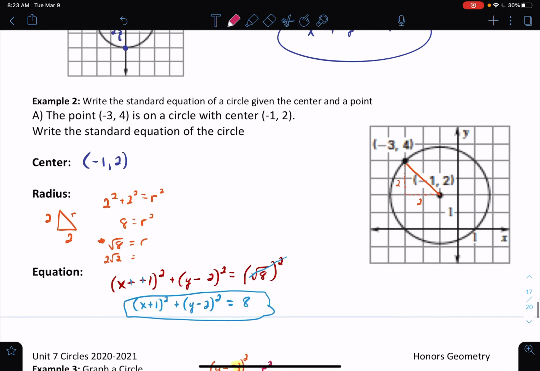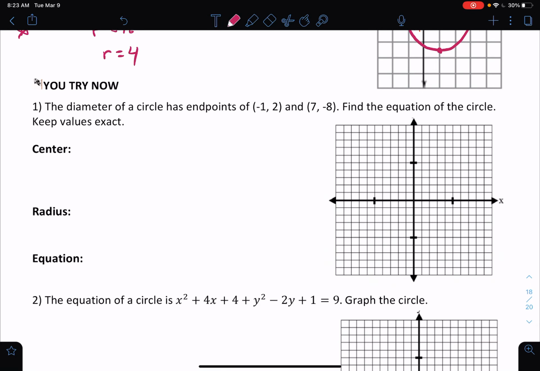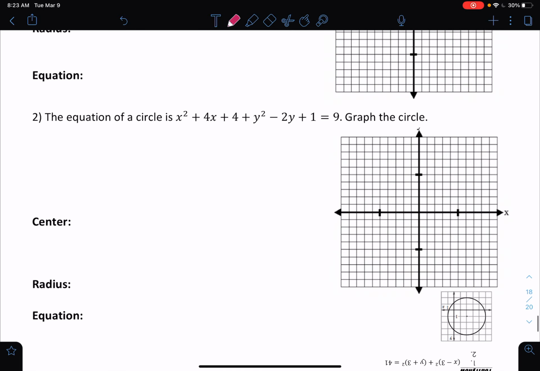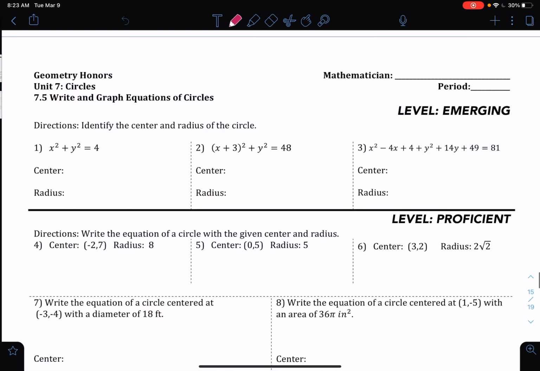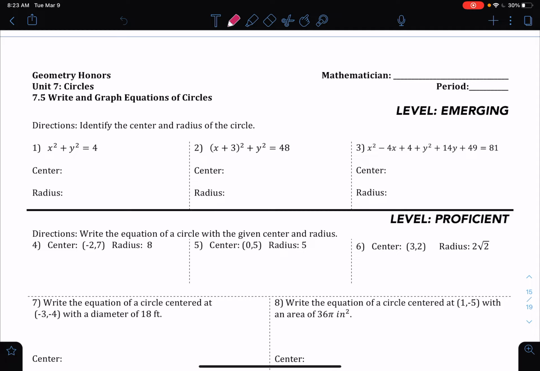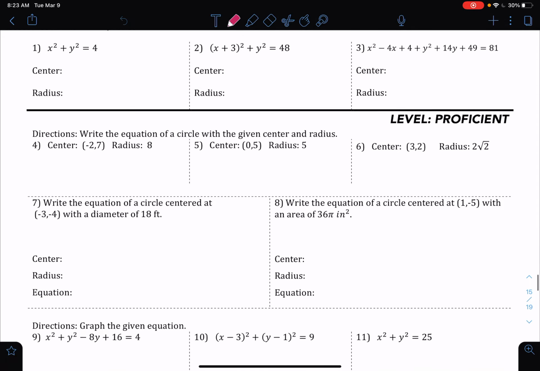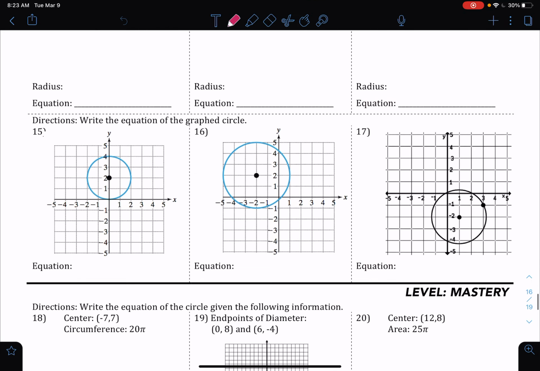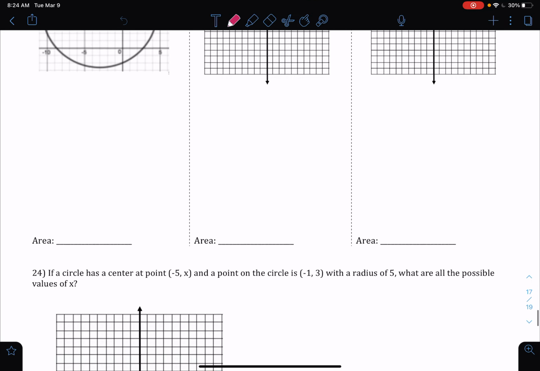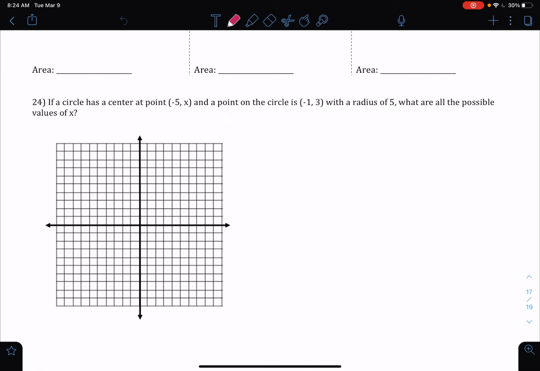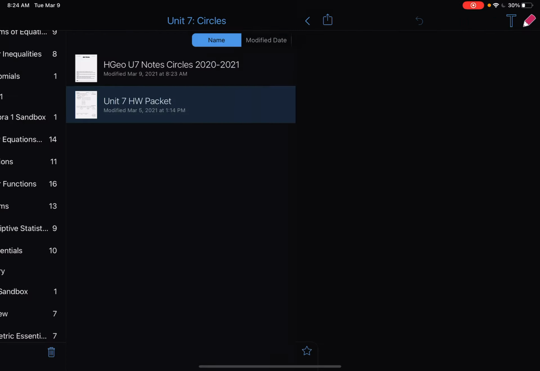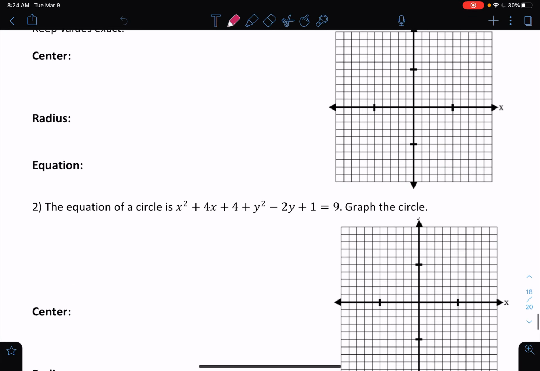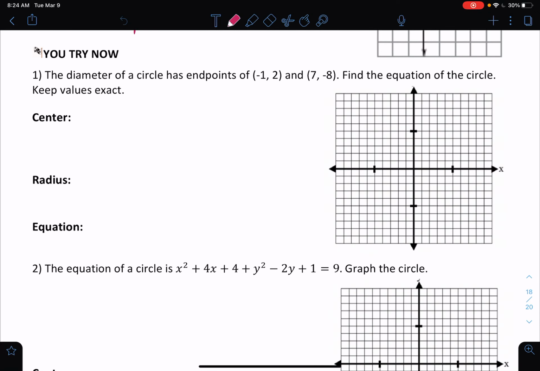All right, so I have 2 you try nows for you. In addition to that, make sure you're on the worksheet and do these practice problems, okay? Because there's a lot of different types of problems we can see that weren't covered in the notes and that are covered in the worksheet. A lot of good practice problems, especially number 24. That's a good quiz or test question. All right, so I'd be happy to go over those in class, but make sure you try them first. So start by filling out the notes, do the you try nows, and then go over to the worksheet and start practicing there.